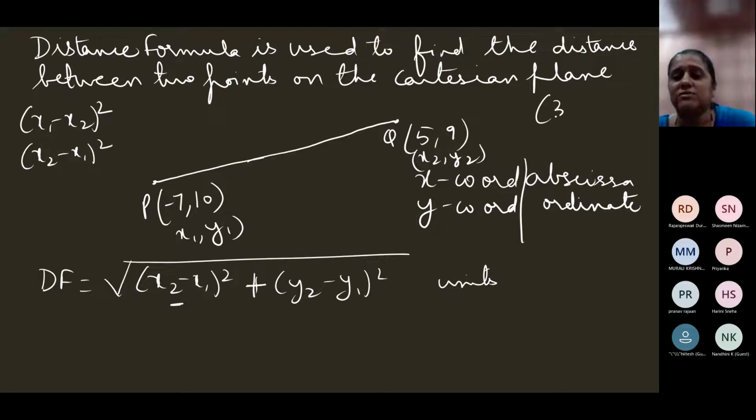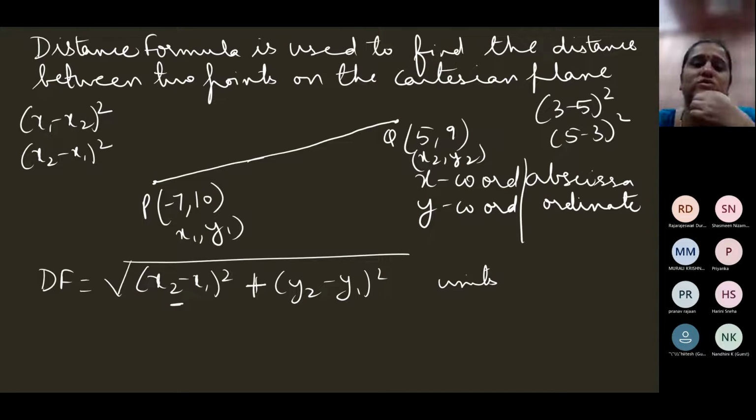For example, 3 minus 5 the whole square is the same as 5 minus 3 the whole square. 3 minus 5 the whole square is minus 2 the whole square, which is 4. 5 minus 3 the whole square is 2 square, which is also 4. 3 minus 5 is not equal to 5 minus 3, but 3 minus 5 the whole square is equal to 5 minus 3 the whole square. A minus B the whole square is equal to B minus A the whole square.